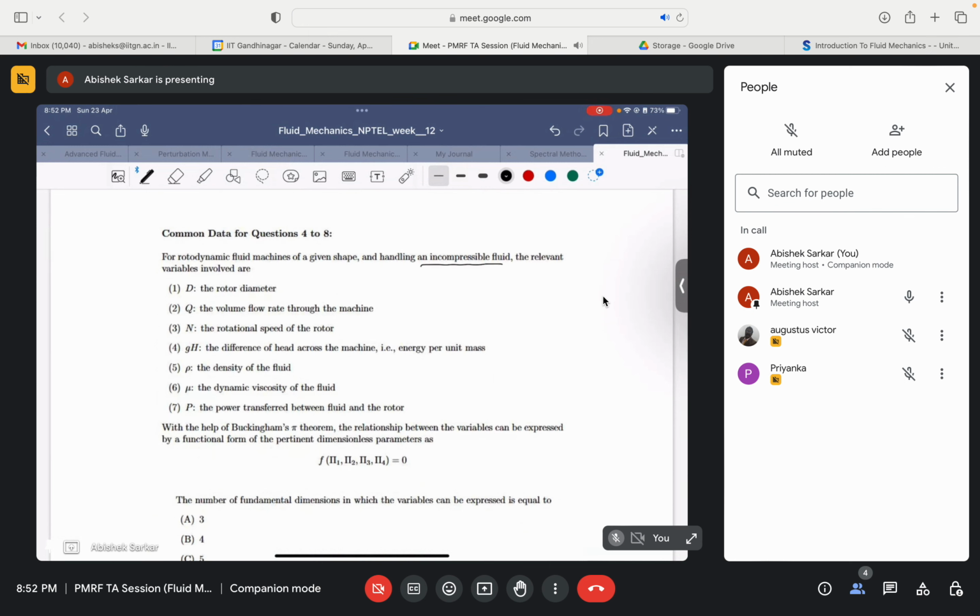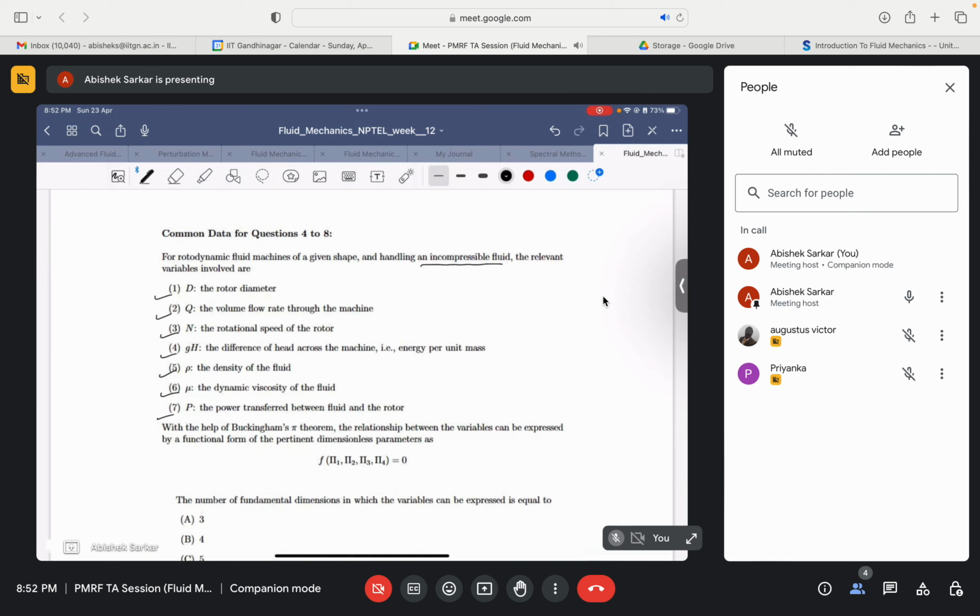The relevant variables involved are D, the rotor diameter; Q, the volume flow rate to the machine; N, the rotational speed of the rotor; gH, the difference of head across the machine, that is energy per unit mass; rho, the density of fluid; mu, the dynamic viscosity of the fluid; and P, the power transferred between the fluid and the rotor. I guess it is similar to the example that we are discussing, the pumping of pipe from lower head to the higher head. So we are discussing about a pump.